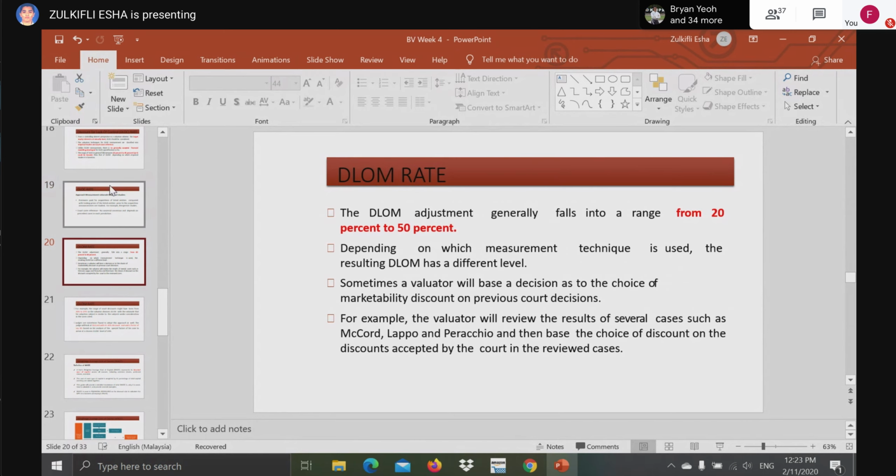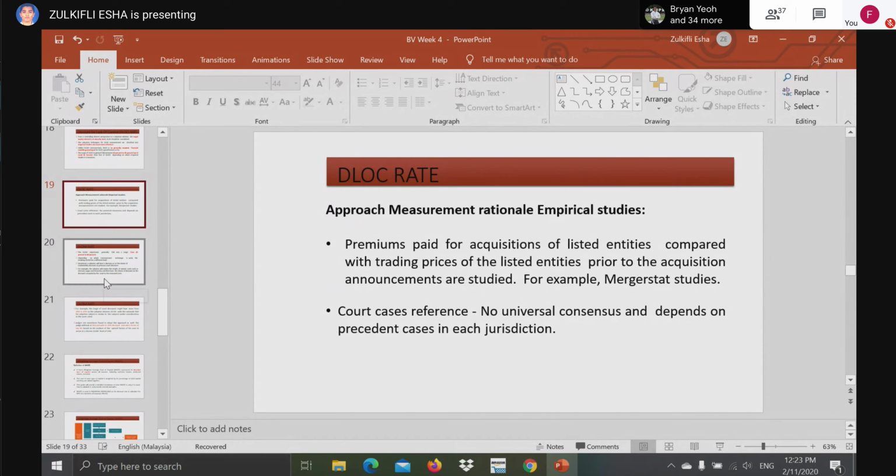So that's all about the DLOC, discount for lack of control. Do you have any questions? Any issues with discount for lack of control?